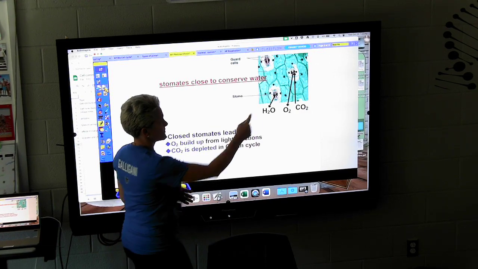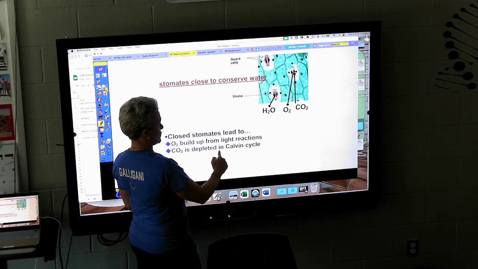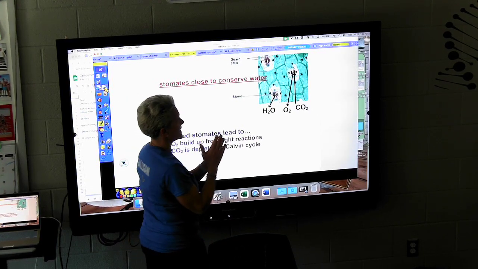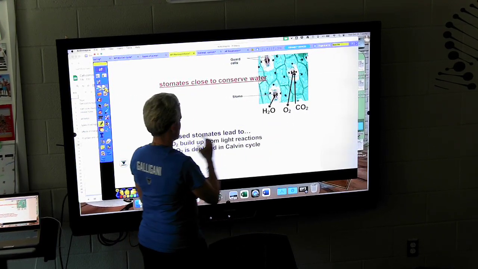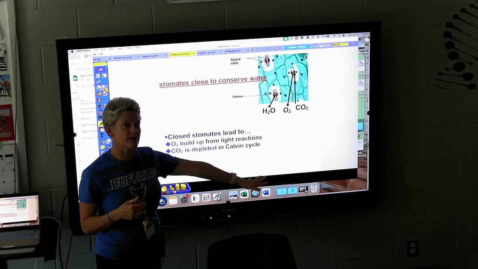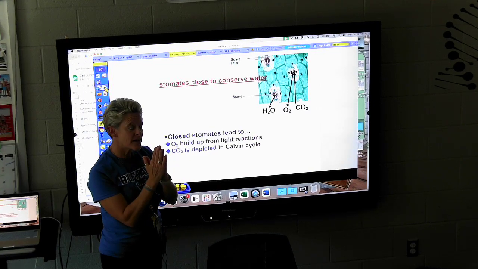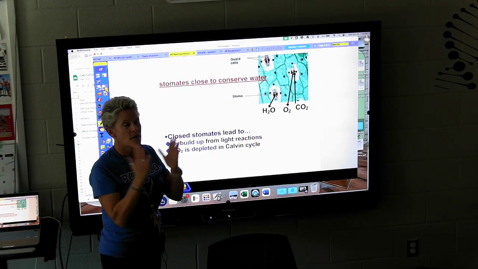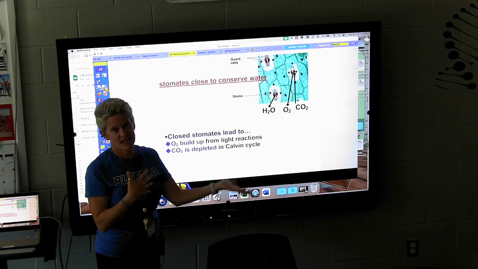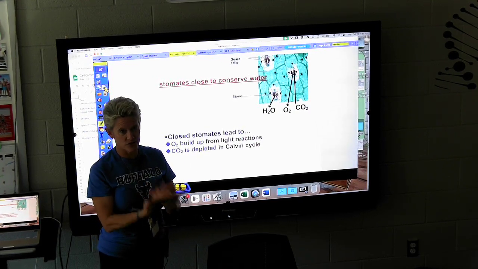But then they're not getting carbon dioxide in, so CO2 is depleted for that step of the Calvin cycle where we need carbon dioxide. And we can't get oxygen out, so oxygen builds up. Remember, the oxygen is produced in the light reactions. So that becomes a problem. I need to close the stomata so that I don't lose too much water, but when I do, I can't get carbon dioxide in and I can't let oxygen out. So how do they balance those two issues?